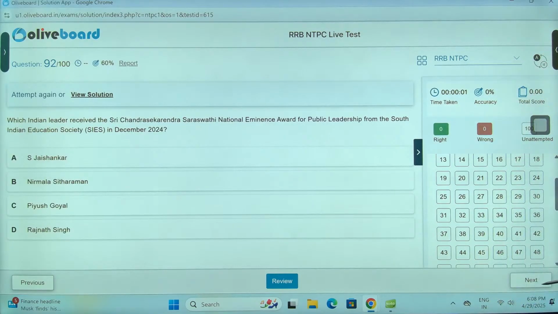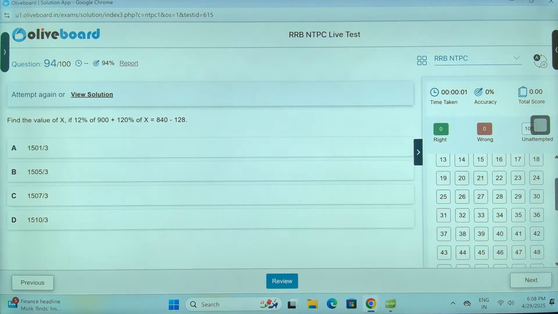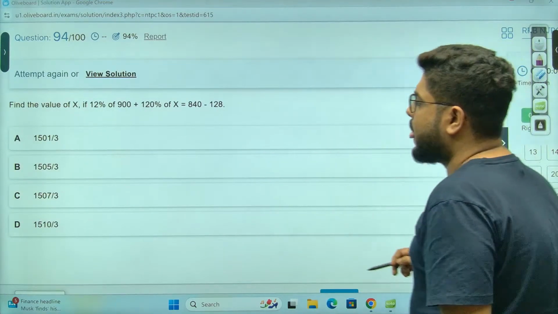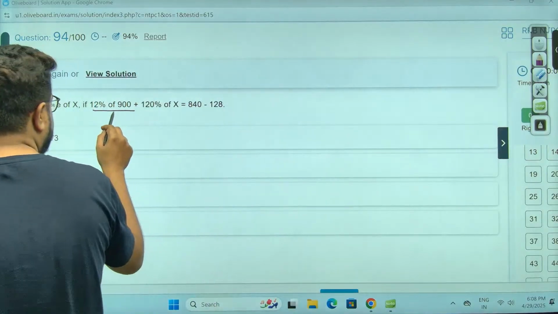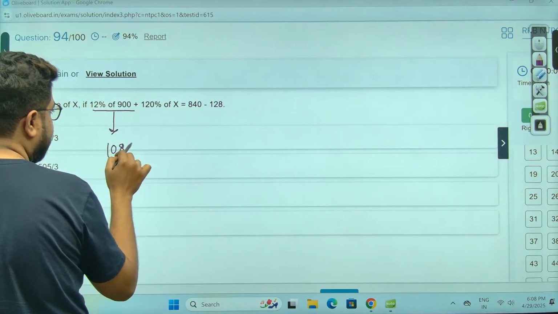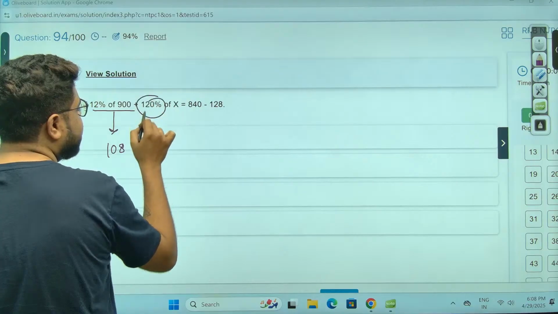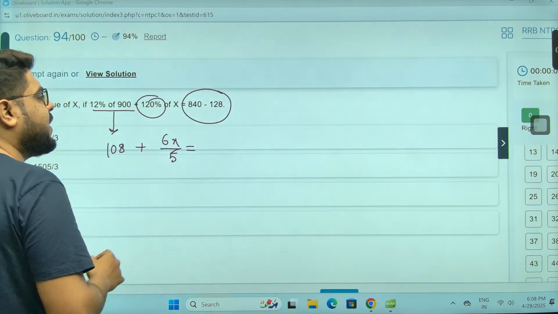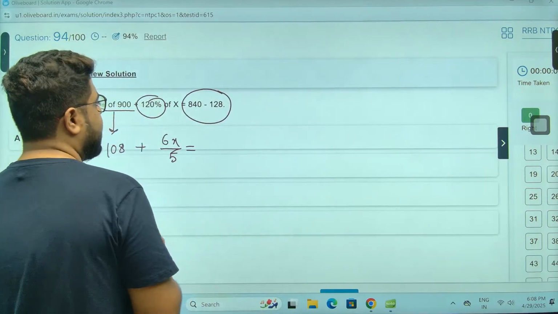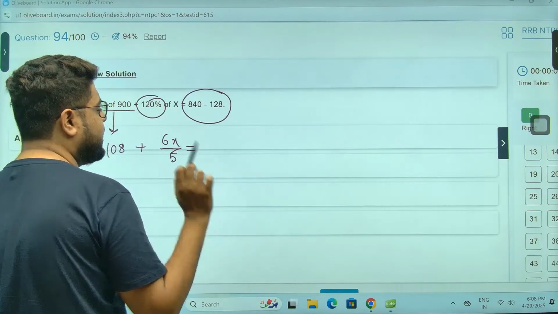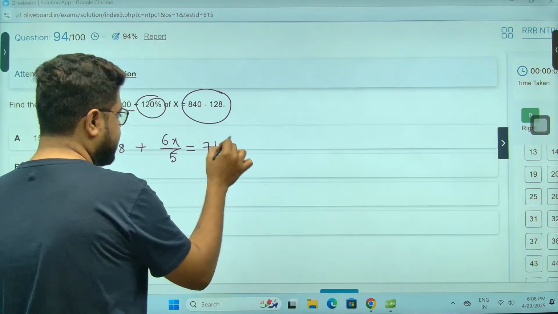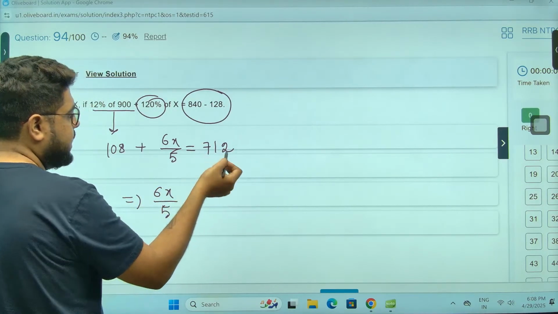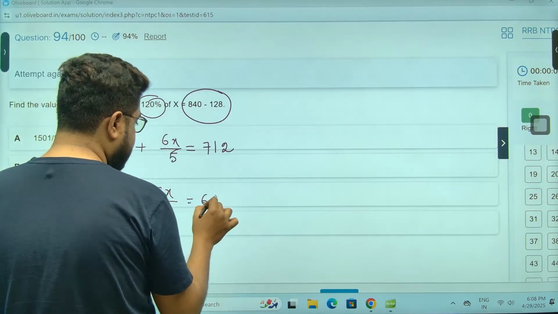Sir, this is a simplification question. 12% of 900, sir, 108 directly. 120% means 6 by 5. 6x by 5 is equal to 840 minus 130. 130 means 710. So 712, sir. 6x by 5 is equal to 700 minus 100 is 600 and 4.